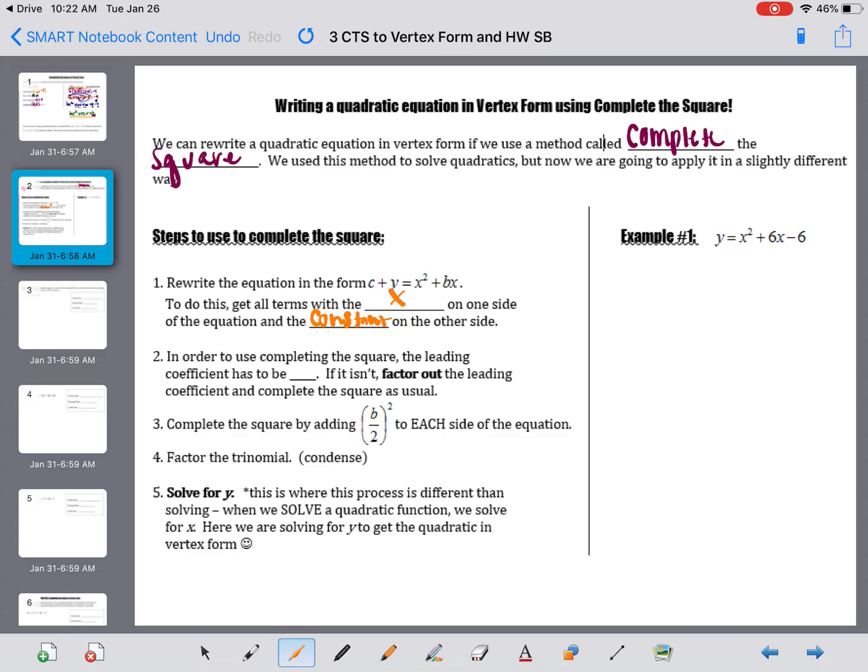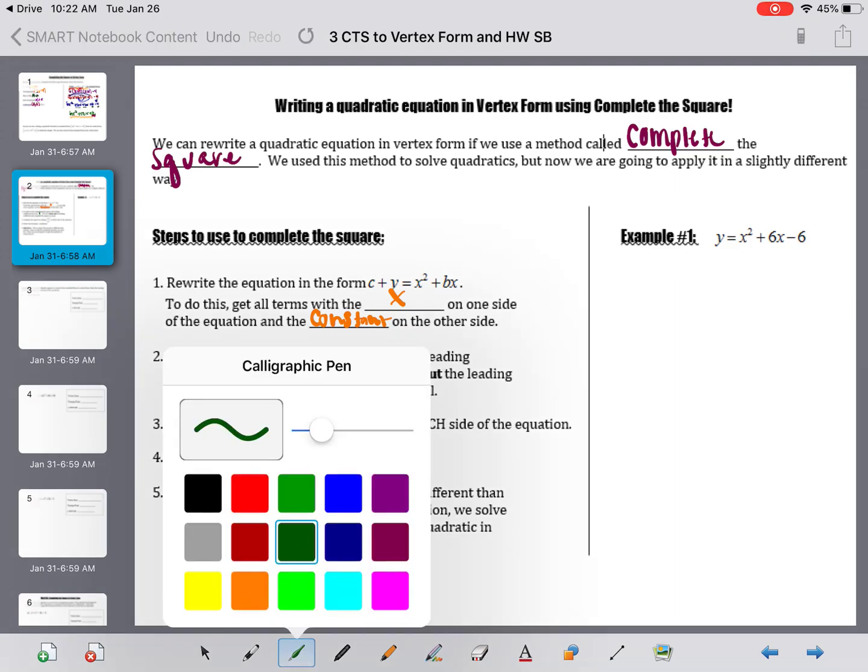In order to use completing the square, remember a, the number in front of x squared, has to be 1, the leading coefficient. If it isn't, when we were solving, we divided everything by that number. But we can't do that this time around. So what we're going to do is factor out that leading coefficient. And then we complete the square as normal. We add b squared divided by 2, or b divided by 2 squared to both sides, factor, and solve for y. So this is actually much simpler in my mind than what we did last unit. So let's take a look at an example.